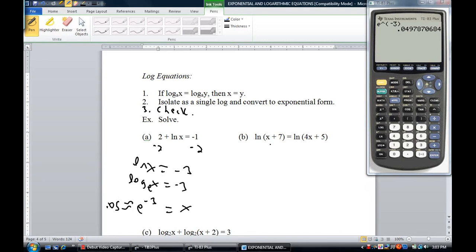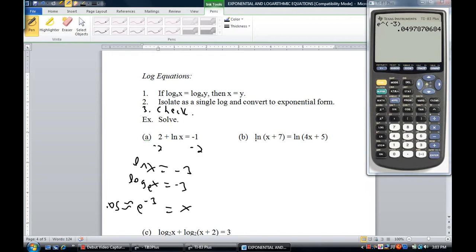Now, let's do this next one. Natural log of x plus 7 equals natural log of 4x plus 5. Now, before I do anything else, you just need to be aware that the input of a log must be a positive value. So when I say check, the only thing we're checking is to make sure we don't take the natural log of 0 or of a negative number, because you can't. Or log of any 0 or negative number, you can't do it. So that's what we're checking.